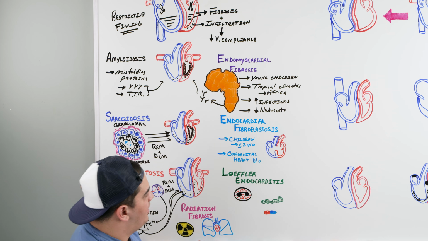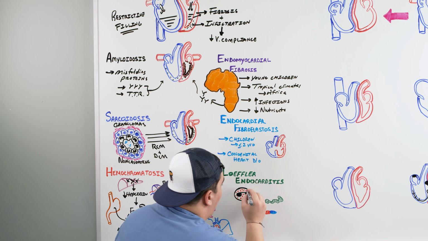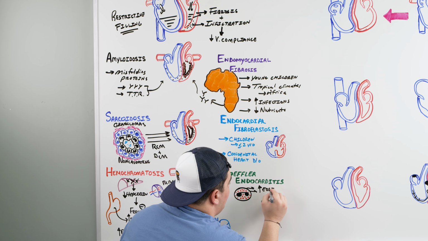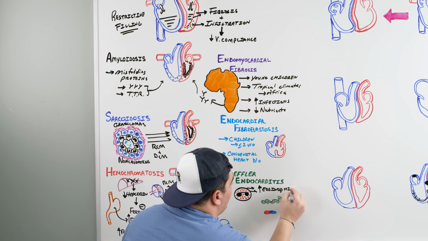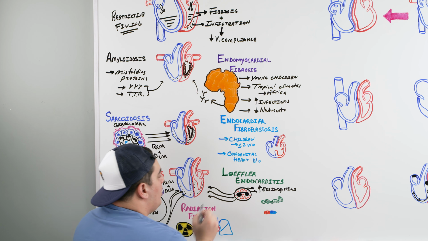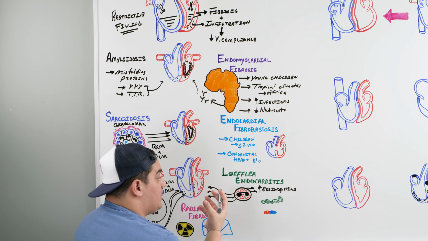The next one that I want you guys to think about is called Loeffler endocarditis. This is a condition in which you have high amounts of eosinophils. When these eosinophils deposit into the myocardium, they can release some interesting proteins that can also cause a lot of inflammation and subsequently fibrosis.